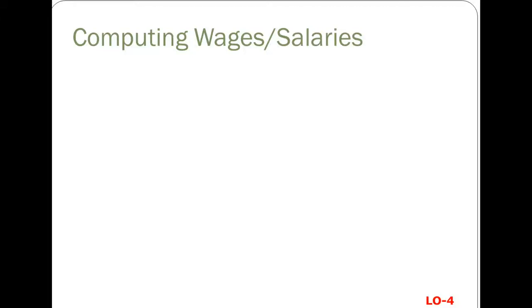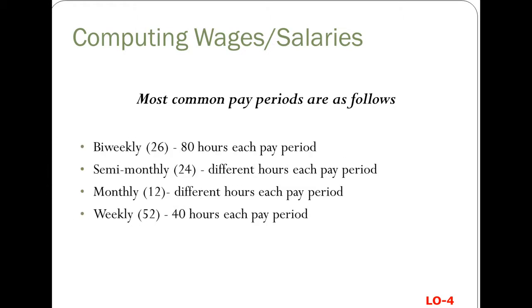This is Chapter 2, Learning Objective 4. Computing wages and salaries. The most common pay periods are biweekly, which would be every 2 weeks. And it doesn't necessarily have to be on Fridays, but lots of times it is. Semi-monthly, which is twice a month, monthly, and weekly.